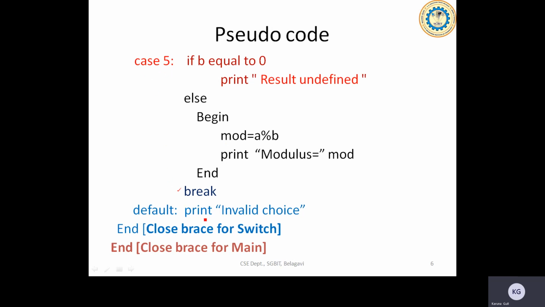If whatever choice you have given is not in the menu, then it is going to print an invalid choice. And so we close the case statement here. Then we close the main. Now this is a simple pseudo code that acts as the commercial calculator. So I'll try to write the program for the same now.